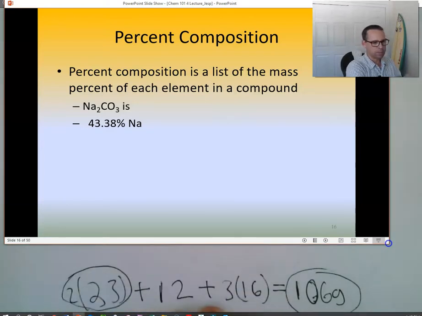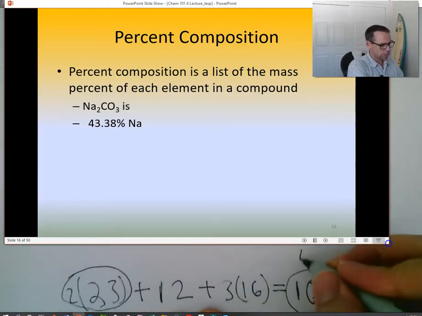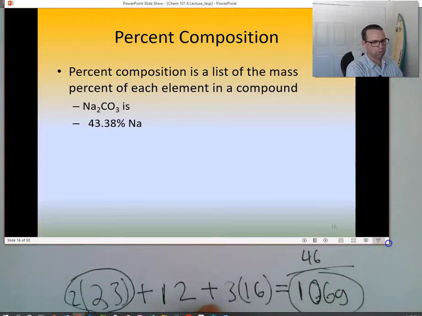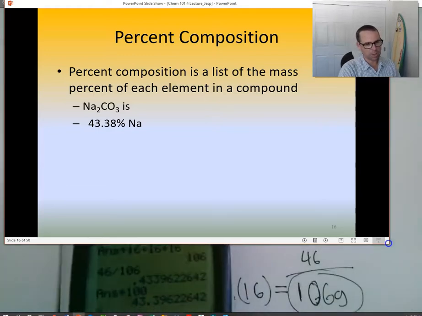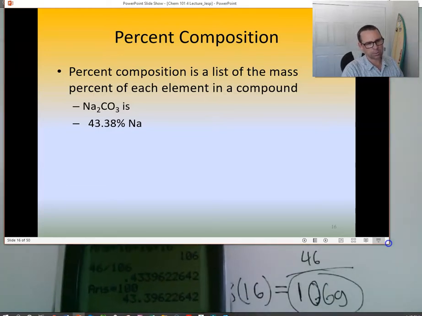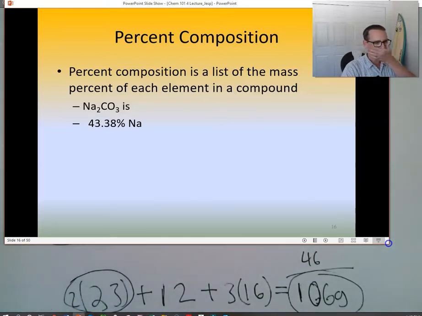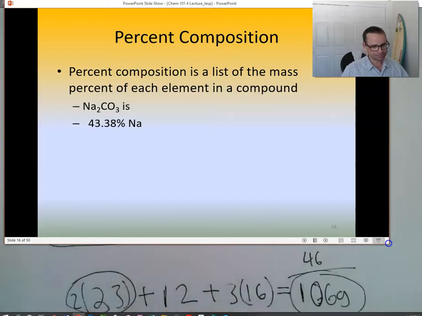The 2 times the 23, or 46. So I put the 46 over 106, right? And that would give me the fraction. And then I multiply by 100, and that gives me my 43.38%. Okay? So, when we say percent composition, we're talking about the mass of the element that's contributing to the total mass. Does that make sense?